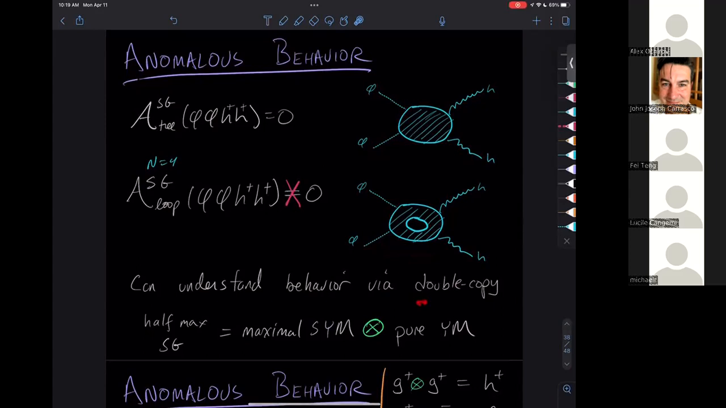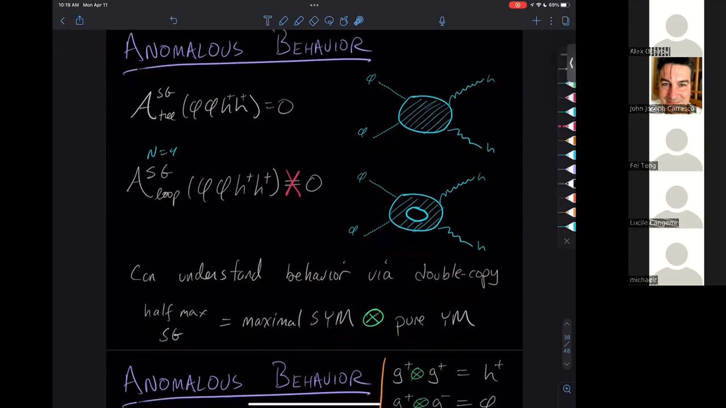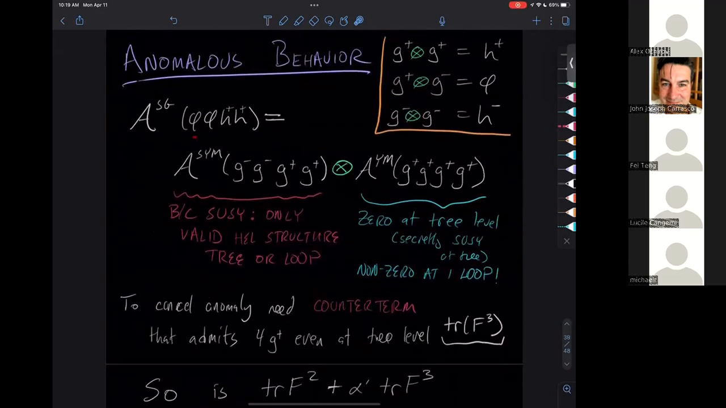And you can understand this behavior via double copy: half maximal supergravity, you can talk about its amplitudes in terms of maximal super Yang-Mills and pure Yang-Mills. And so this anomalous behavior you can understand as this double copy between external gluons and external gluons. In your supersymmetric theory, you can only have MHV, but in your pure Yang-Mills theory at tree level, where it's secretly supersymmetric, this vanishes, but at loop level, it doesn't vanish. And so to cancel the anomaly, you need a counterterm that, if you're going to build it in a double copy way, admits a sort of 4D pluses even at tree level. And this is trace F cubed.